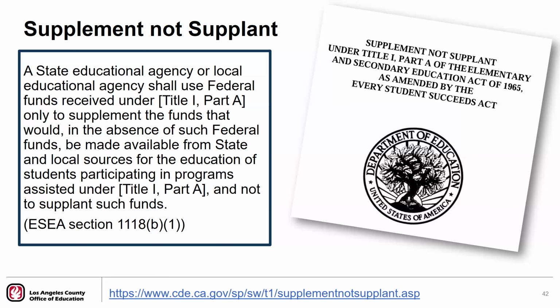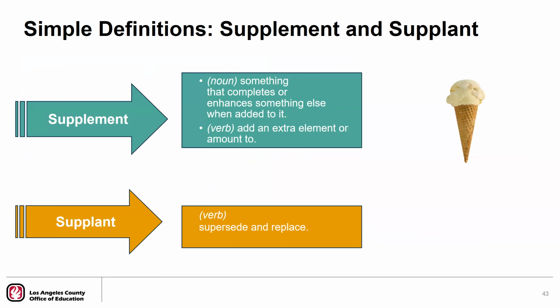So moving to the next slide. We've used this simple explanation in the past, but it's fitting and easily demonstrates the concept of S&S. So we begin with this simple definition of the words supplement and supplant. Supplement is both a noun and a verb. As a noun, it's something that completes or enhances something else when we add to it. As a verb, this is the action of adding something extra or an amount to it. Supplant is the verb meaning to supersede or to replace.